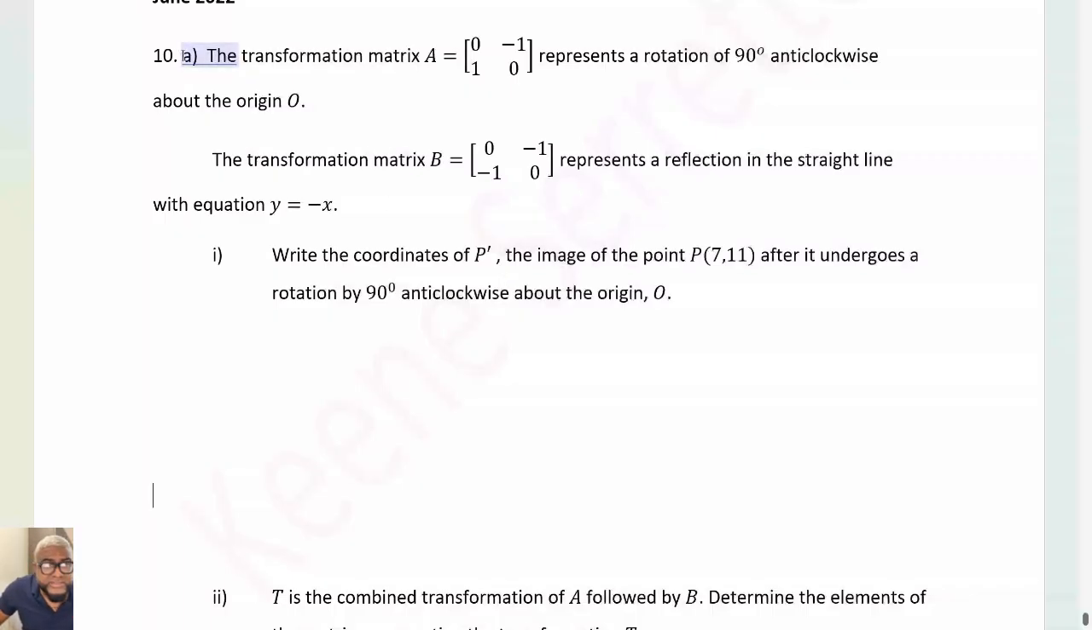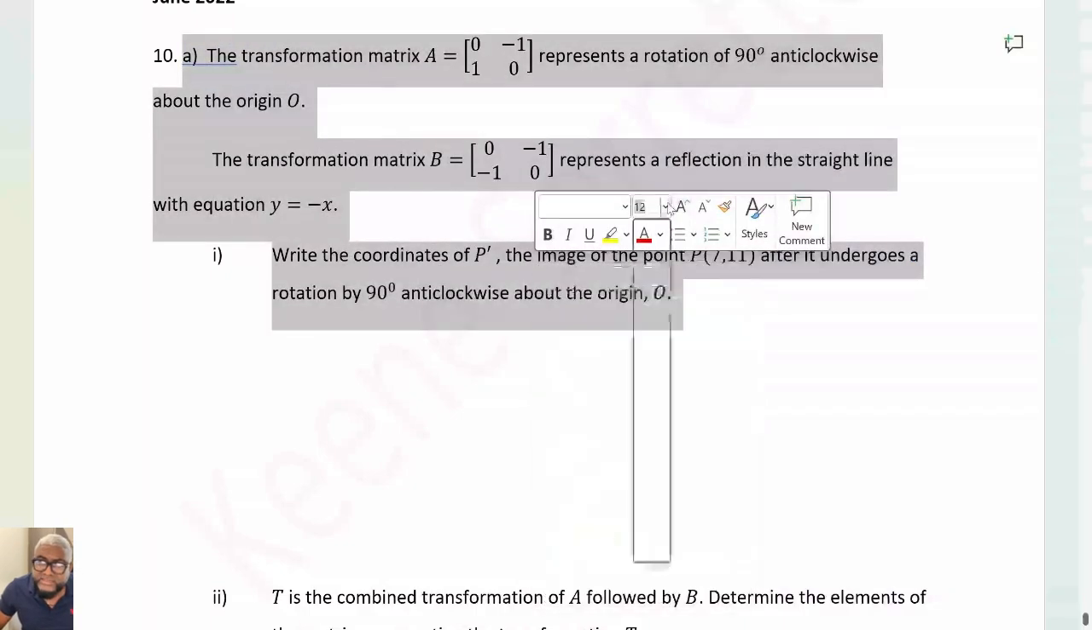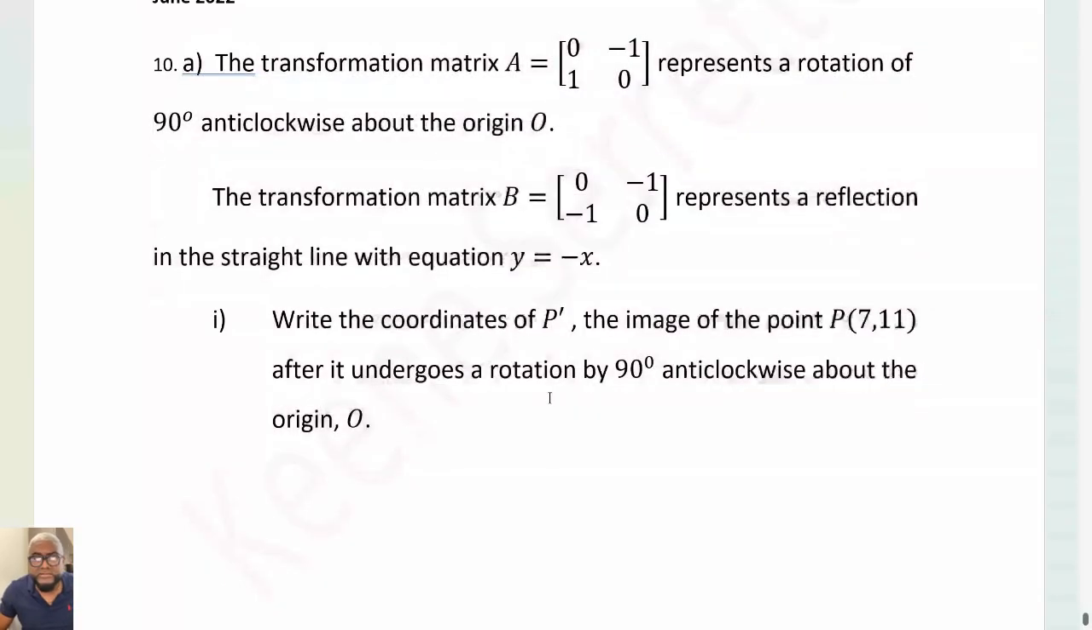This morning, some students were complaining that they can't see. I was just making it a little bigger. Can you see this better, that better?